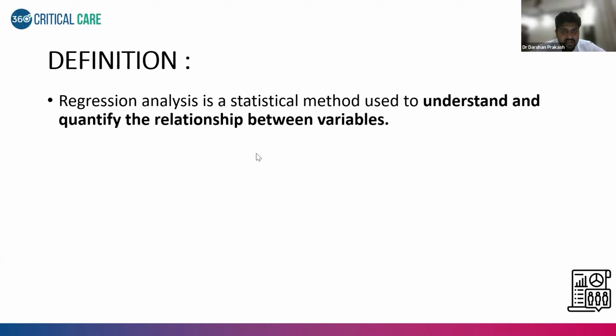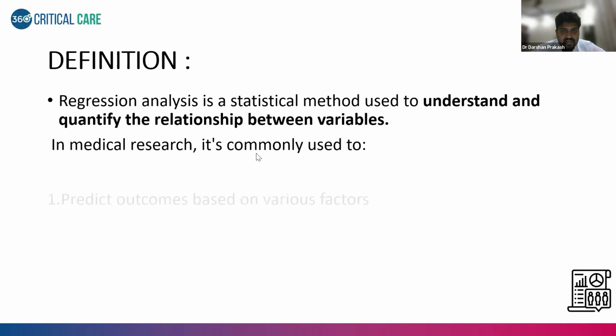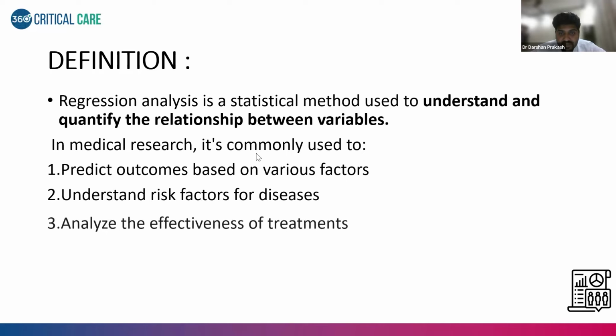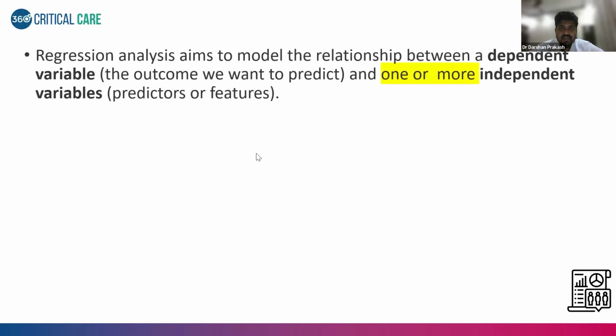Okay. In medical research, it's commonly used to predict the outcome based on various factors. It helps us understand the risk factors for diseases, and helps us analyze the effectiveness of treatments. Okay. Regarding regression analysis, the most important thing is you have to remember two components. Okay. The two components here are a dependent variable. Okay. The dependent variable is the variable in which the outcome, what we want or what is predicted, is labeled as a dependent variable. And what usually affects this dependent variable is called the independent variable.